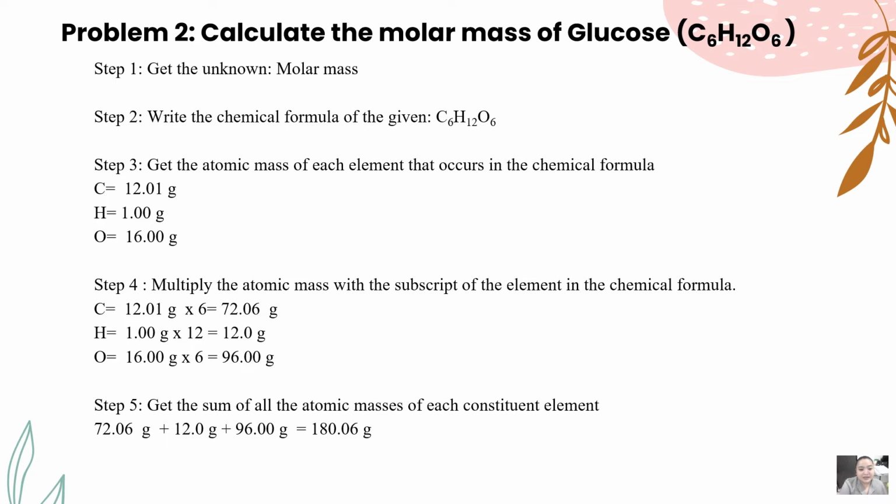Finally, for our last step, you get the sum of all of the atomic mass of each of the constituent elements. And our answer will be 180.06 grams per mole for our glucose. That will be the answer in the molar mass.